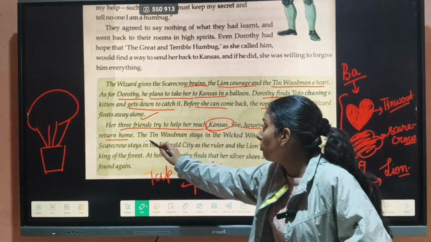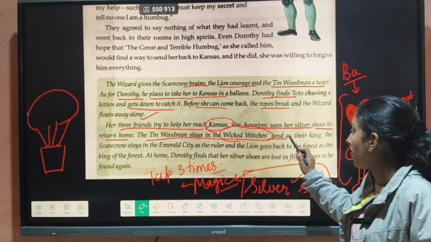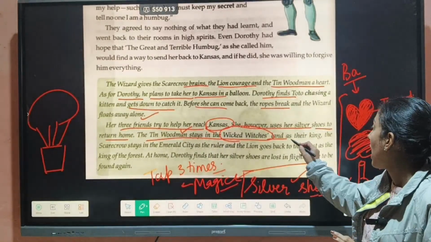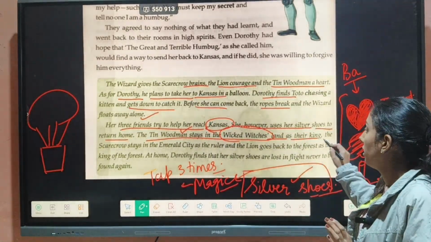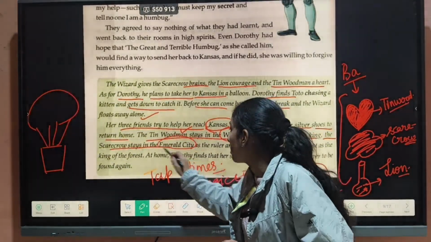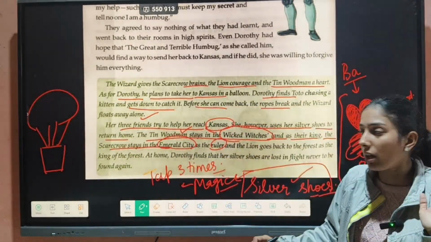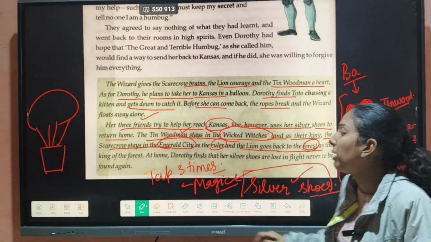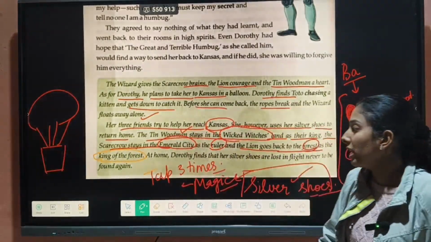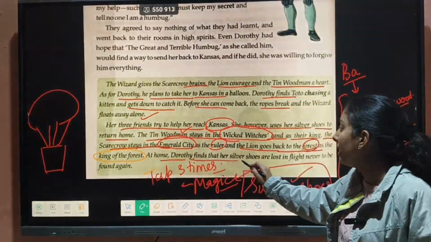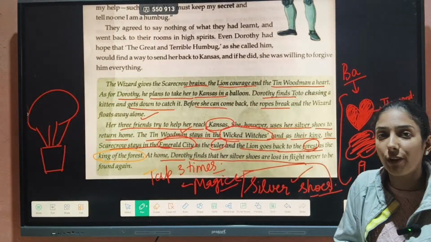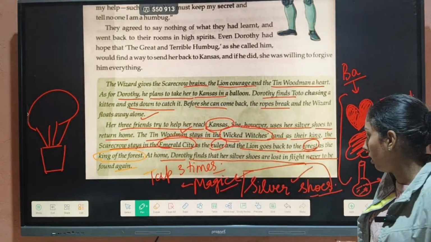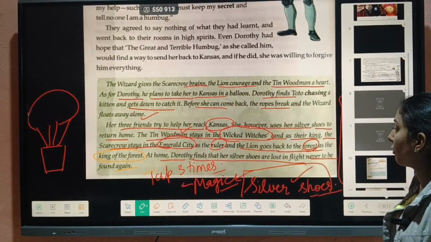Okay? The Tin Woodman stays in the Wicked Witch's land. In the land of the Wicked Witch, who stays? The Tin Woodman, and he became the king of that land. The Scarecrow stays in Emerald City and he became the ruler, the king of the Emerald City. And the Lion goes back to the forest from where he came and he became the king of the forest. At home, Dorothy finds that her silver shoes are lost in flight, never to be found again. Now she was happily returned to her home after it.